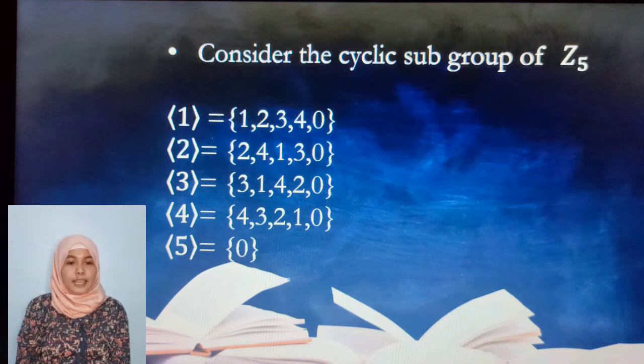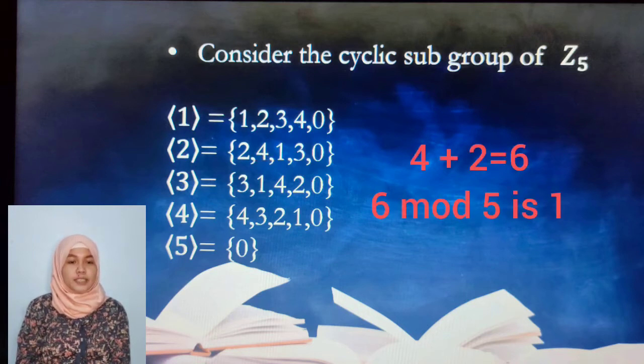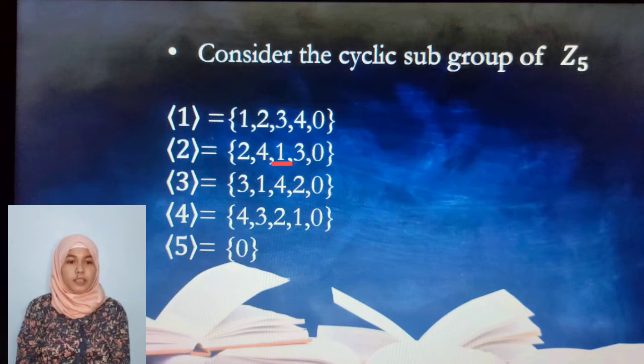For the cyclic subgroup generated by 2, we start from 2. 2 plus 2 is 4. 4 plus 2 is 6. 6 mod 5 is 1. 1 plus 2 is 3. 3 plus 2 is 5. 5 mod 5 is 0.